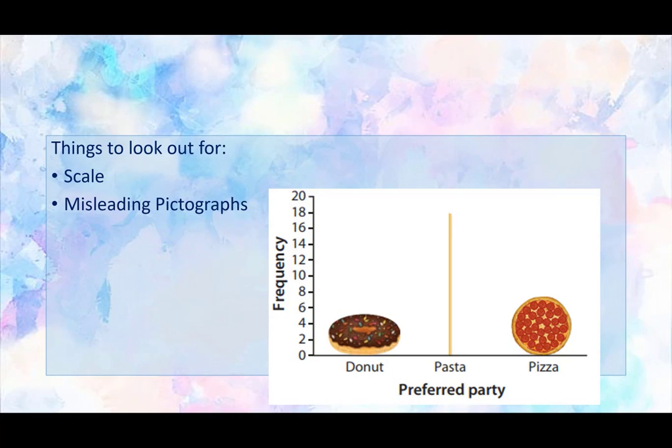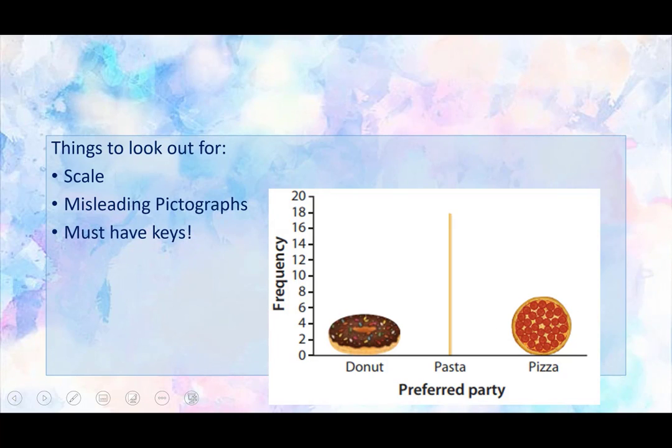Now, a way you could have done this is maybe you could have made bars with little pictures of donuts or pizzas or pasta inside the bars. I don't really know how making these thinner would make it look very strange. So maybe this wouldn't be the best pictograph to do. Maybe this wouldn't be the time to do a pictograph. But because the pasta is so tall and skinny, it's really misleading on which one is really the preferred party.